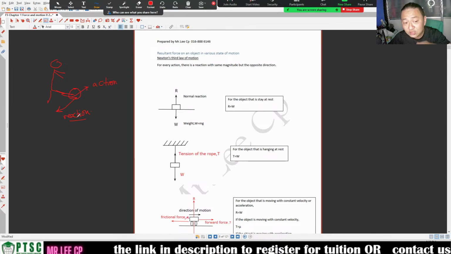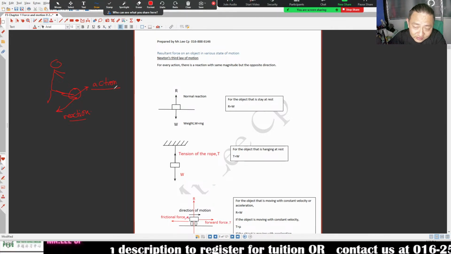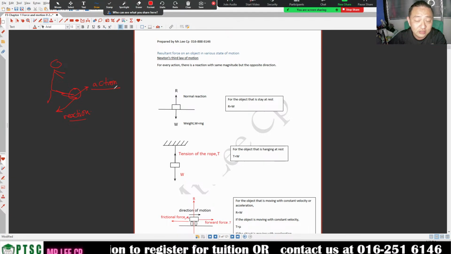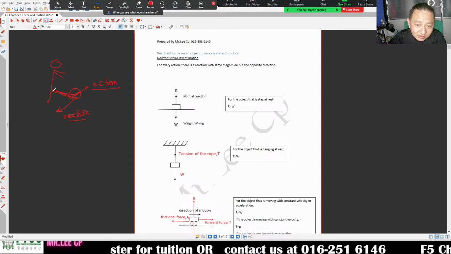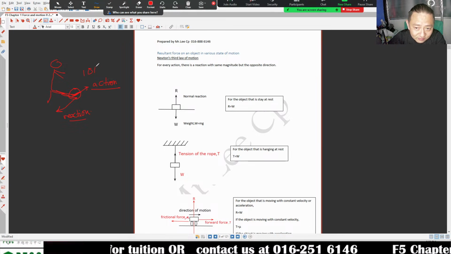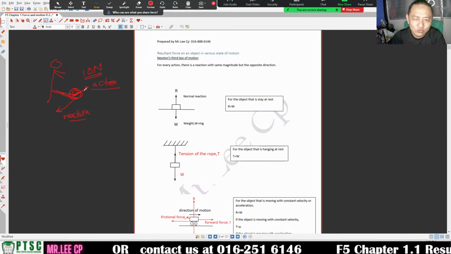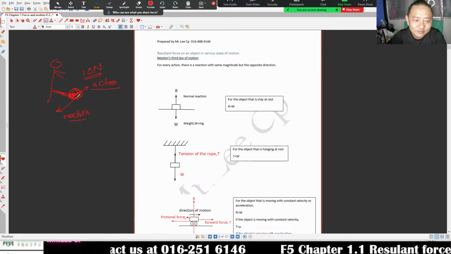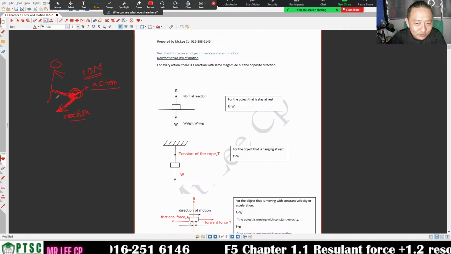One action will give you a reaction. So if there is an action, then there will be a reaction in the opposite direction. So what does that mean? If you kick the ball with 10 Newton, the ball will feel 10 Newton of pain, and your leg also feels pain. How many Newton do you receive? 10 Newton.